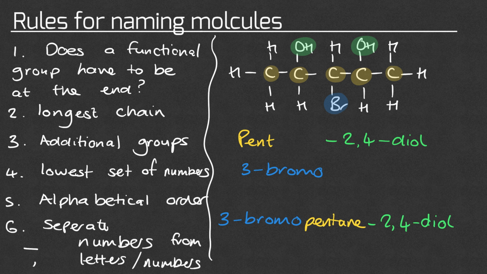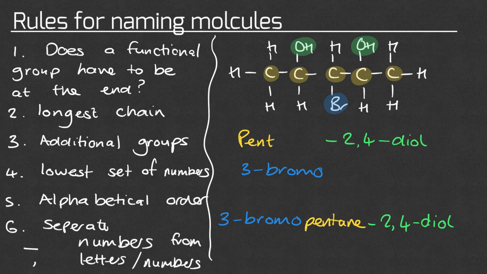We then put all of these parts of the name together to give us 3-bromopentane-2,4-diol. In this case, we don't need to worry about the alphabetical order because we've got a prefix, the stem of the name, and a suffix. So that's the only order this can go. When we look at whether things are in alphabetical order or not, that's when we have multiple prefixes, for example. But in this case, we've got a prefix of bromo, pent as the stem, and then a suffix of 2,4-diol.